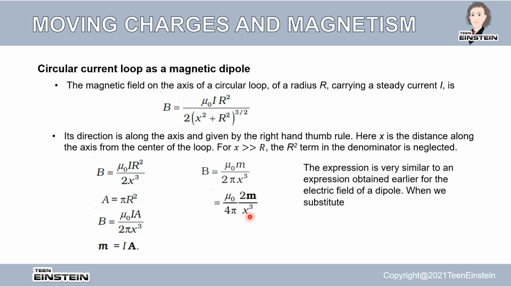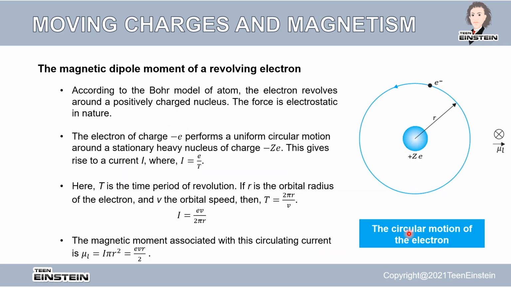Now this expression is very similar to the expression obtained earlier for the electric field of a dipole. So how is that similar? Let's see. If you substitute for mu 0 as 1 by epsilon 0, and if you substitute for M as P, that is electric dipole moment, and B is the magnetic field, instead of magnetic field if you substitute electric field, then you get this equation. E equals 2P divided by 4 pi epsilon 0 into x cube. So these two equations are very similar, just that you have to replace the constant like this. So this is for a circular current loop and how it acts as a magnetic dipole.